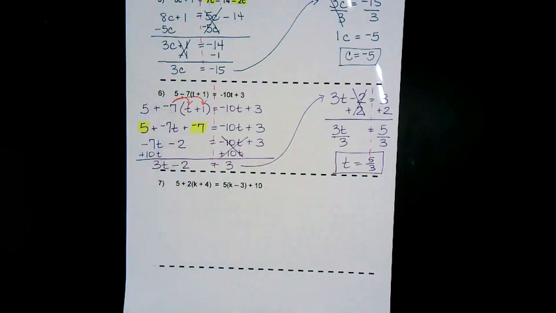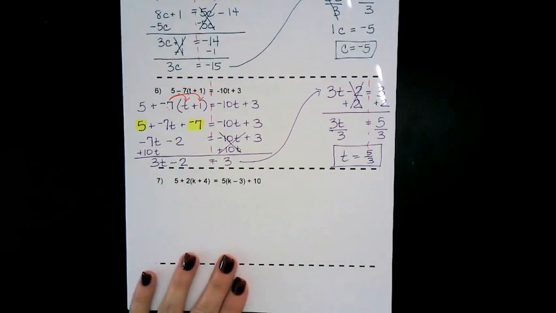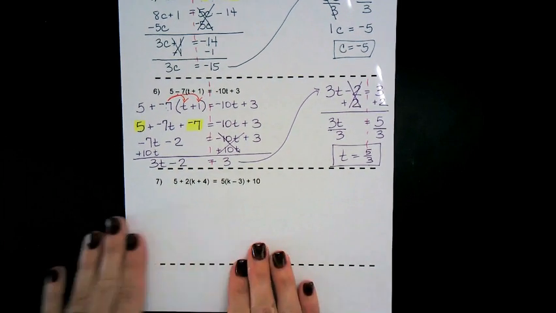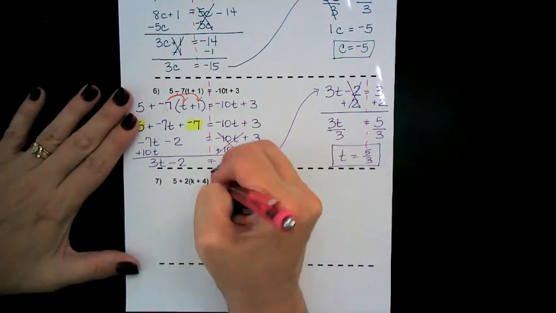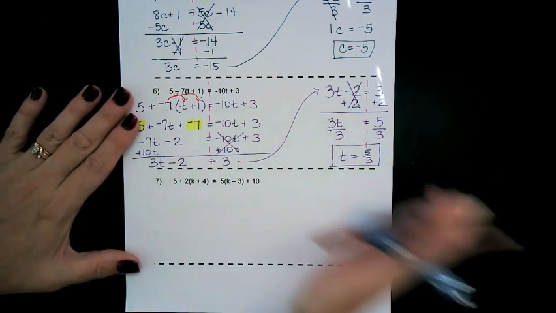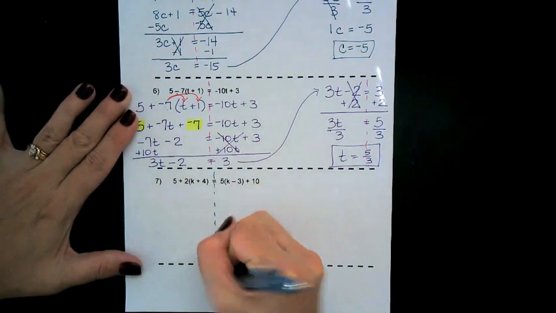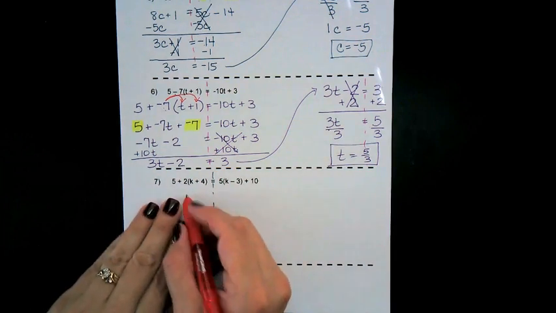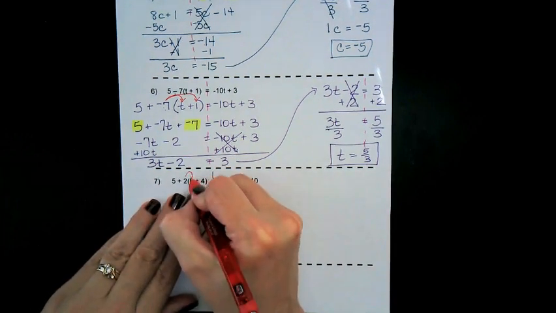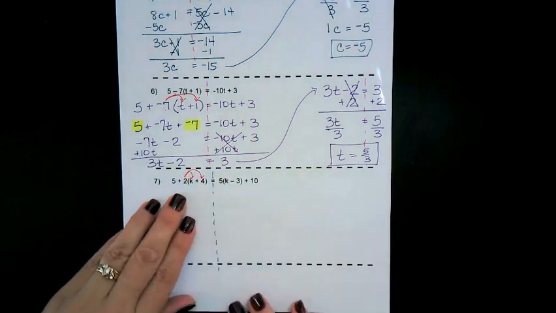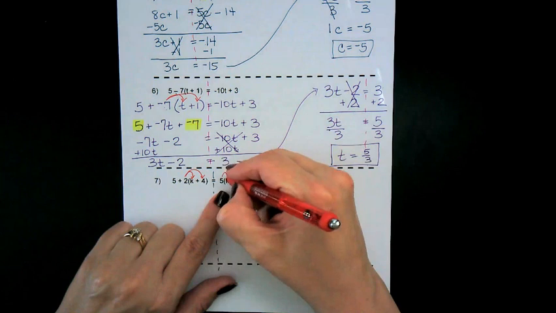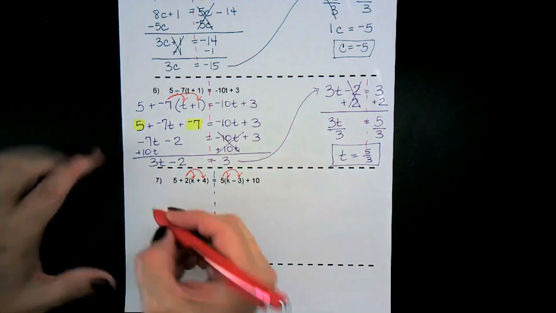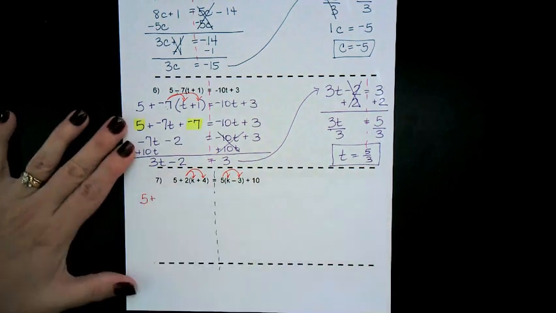All right, we've got one more. Let's look at number 7 here. I am seeing lots of distributing here with this problem. Okay, so let me draw my imaginary equal sign line. And I'm seeing over here on the left that I'm going to distribute the 2. And over here on the right, I'm going to distribute the 5. So this 5 out here, he's not part of the distributing, so we'll just put him out in front.